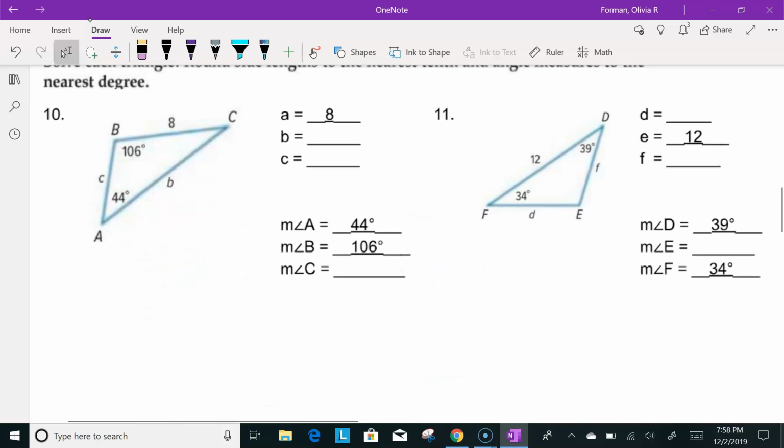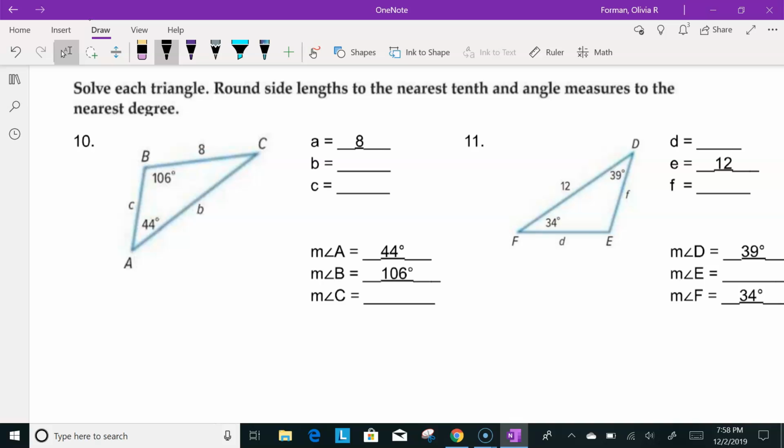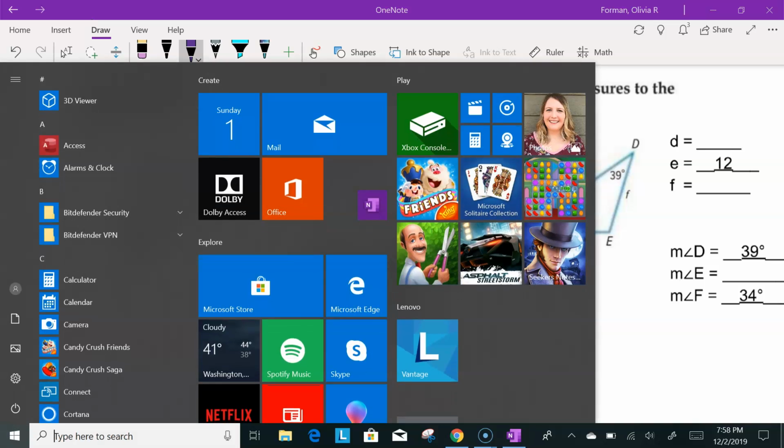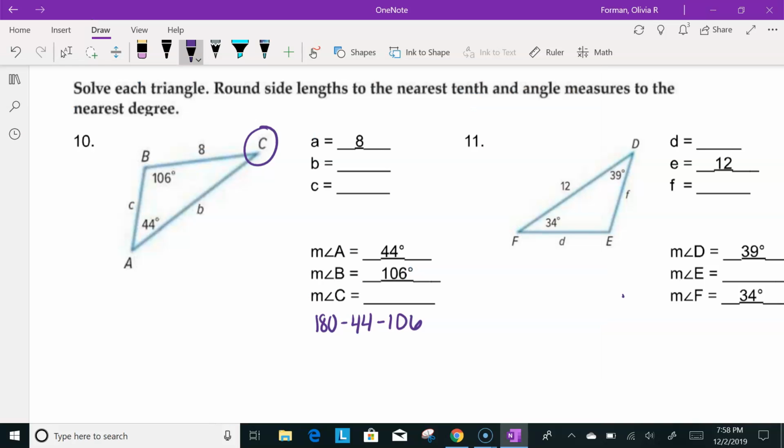Okay, so let's just look at number 10 right here. I like to always start with the easiest thing. So I would start by finding the measure of angle C and think to yourself or say out loud, how many degrees does a triangle have? A triangle has 180 degrees. So if we know that one of those angles is 44 and the other is 106, if we subtract that out, we get that the measure of angle C is 30 degrees.